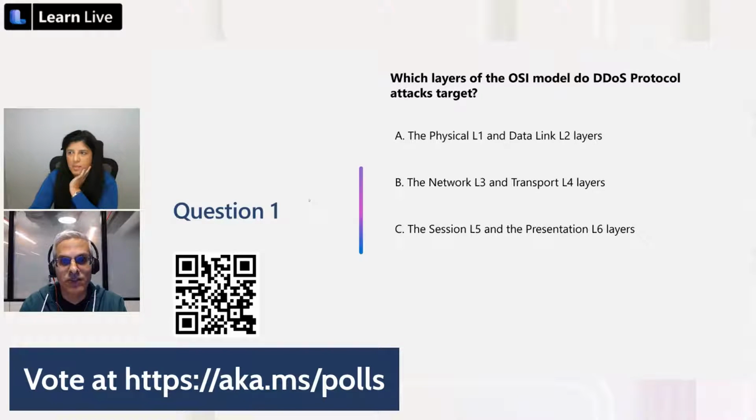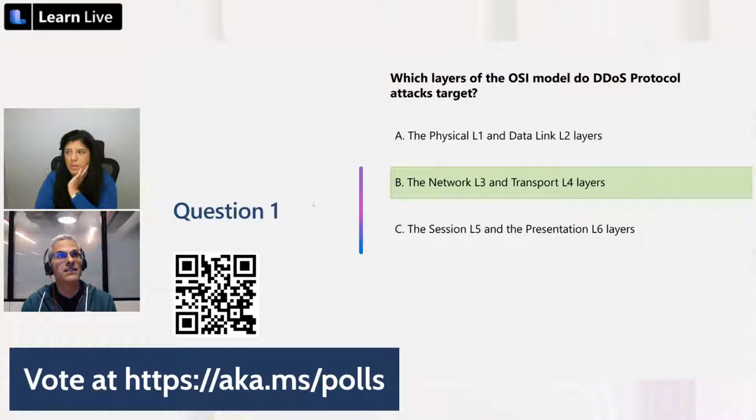Okay, so the right answer is B. And we have 100% of the voters responding correctly. The answer is network layer 3 and transport layer 4. This is what the DDoS protocol attacks target. Next one.